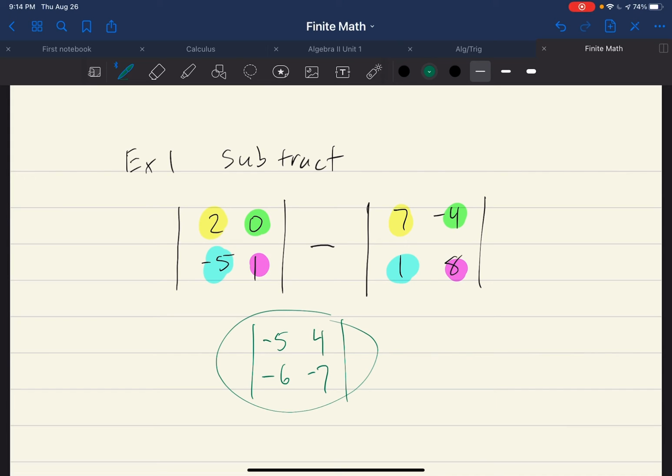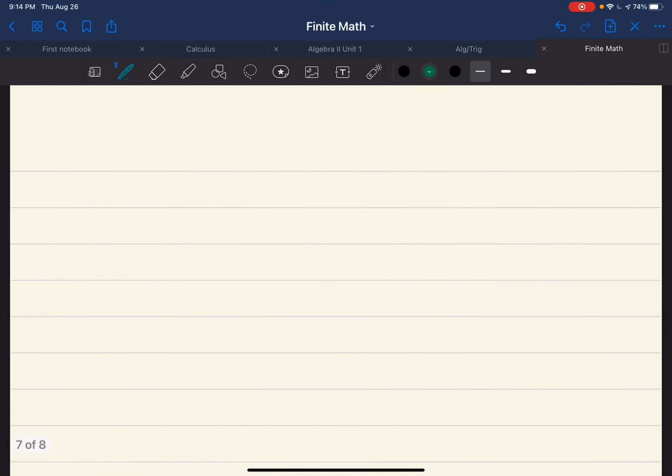Okay, now we're going to do a scalar multiplier. So if we have to double all the numbers or triple all the numbers in the matrix, it's really easy to do. So example 2 is a scalar multiplier.